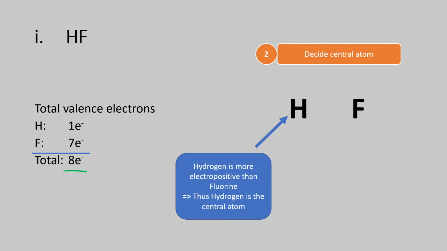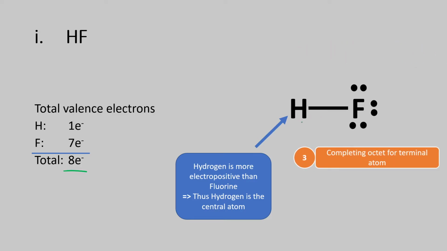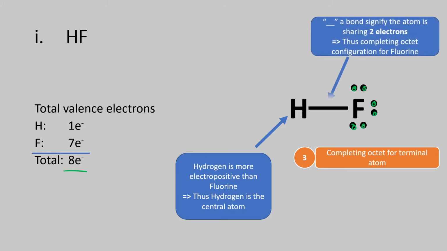So fluorine, if possible, will not sit in the middle. So hydrogen is more electropositive than fluorine. Thus hydrogen is the central atom. And then the next step is we complete the octet for the terminal atom. So we complete it: 1, 2, 3, 4, 5, 6. Okay, that's complete. So this bond signifies the bond between hydrogen and fluorine.